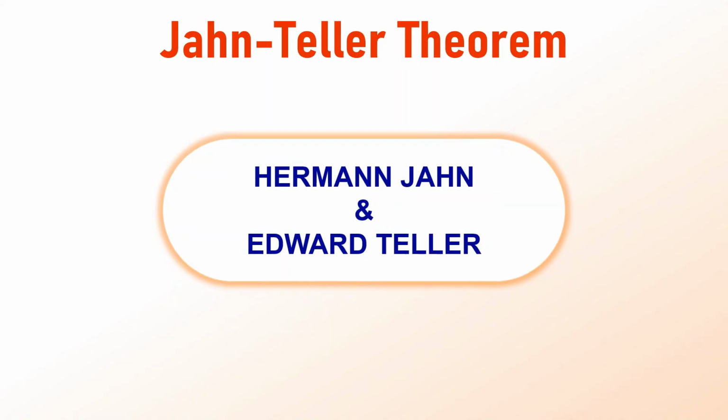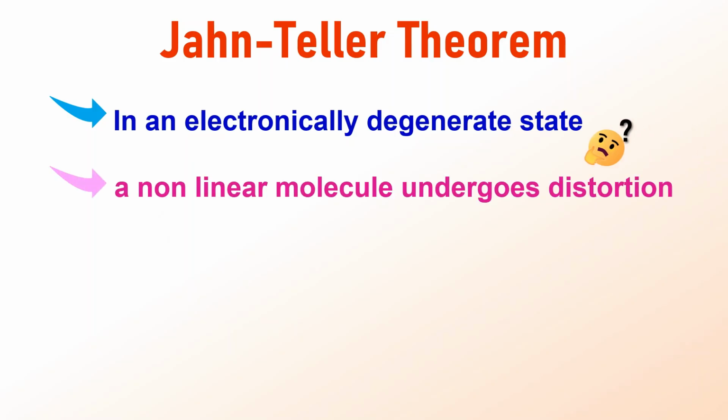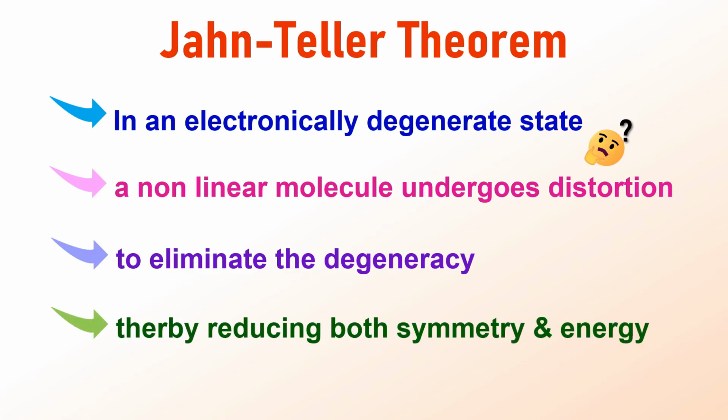This effect was first proposed by physicists Hermann Jahn and Edward Teller in 1937. According to them, in an electronically degenerate state, a nonlinear molecule undergoes distortion to eliminate the degeneracy, thereby reducing both symmetry and energy. This is known as the Jahn-Teller theorem. One should keep in mind that Jahn-Teller distortion is observed in case of electronically degenerate systems only.